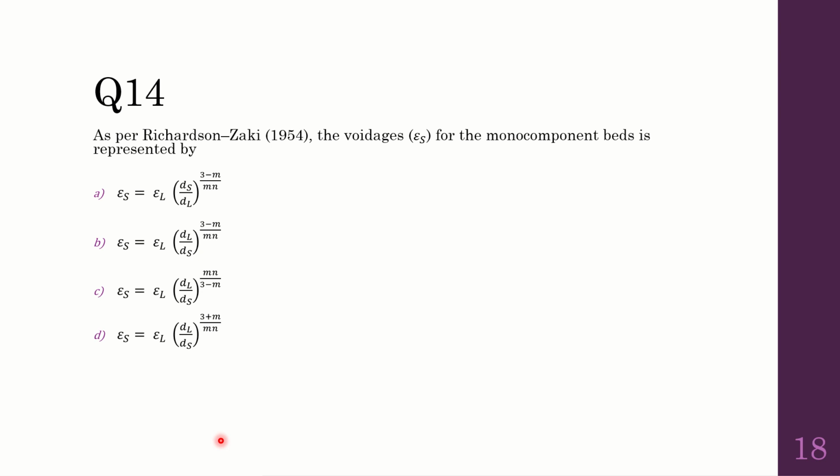So the answer is option, I guess it is option B. Epsilon S is equal to epsilon L into dl by ds 3 minus m by mn. So this is according to Richardson and Zaki's model. The voidage for the monocomponent bed is represented by this.